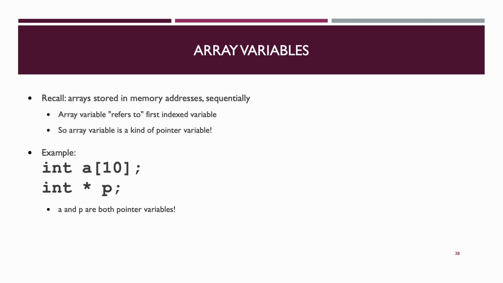So, understanding that array variables are pointers helps explain how arrays are passed to functions. When you pass an array to a function, you are actually passing a pointer to the first element of the array. This is why you don't need to specify the size of the array in the function parameter. We'll see more details here.